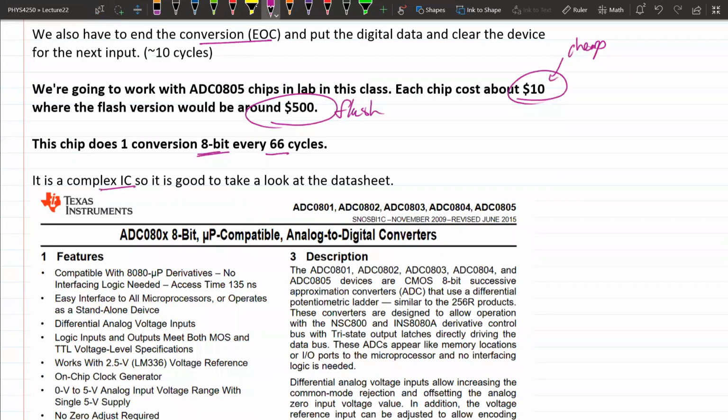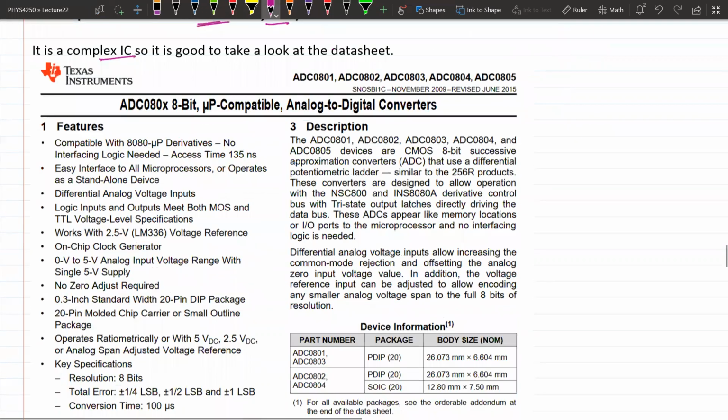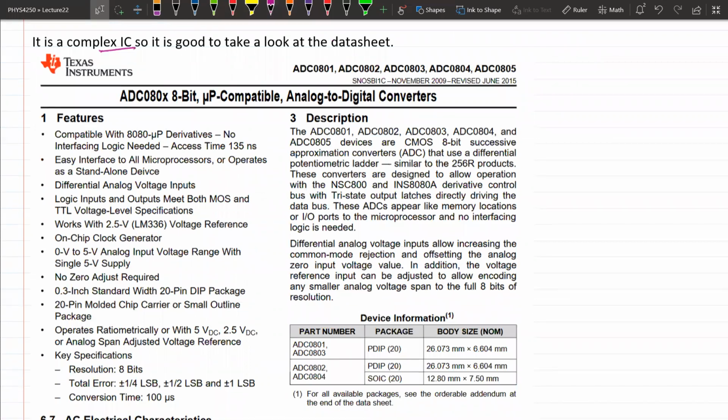It's a complicated integrated circuit. It's a complicated chip, so it's always good to look at the data sheet. Usually in this lab, I will just have you look up data sheets and stuff like that. But since we're not doing a pre-lab for this lab, we're not going to do that.